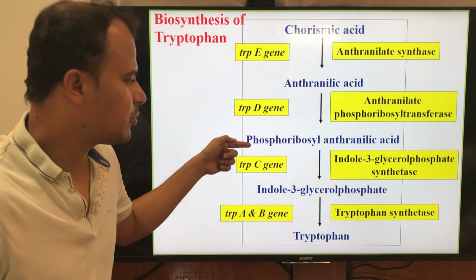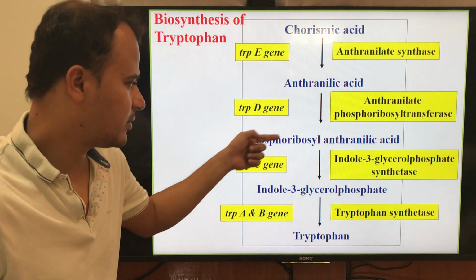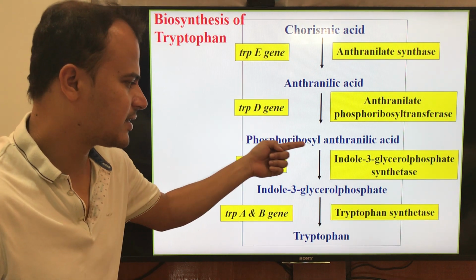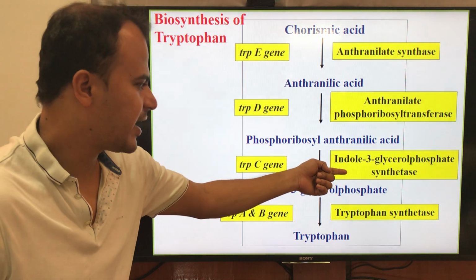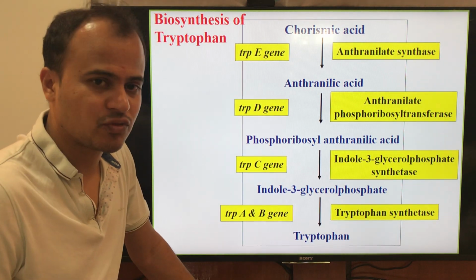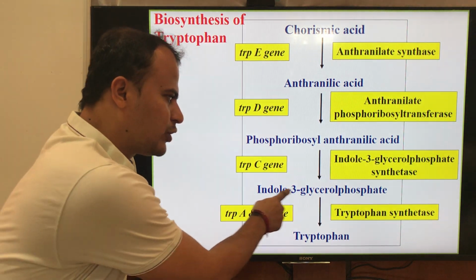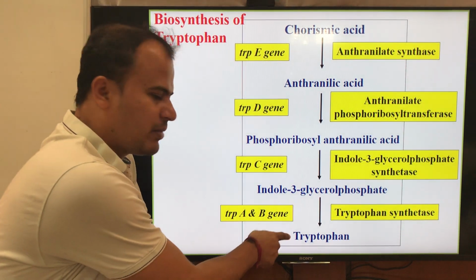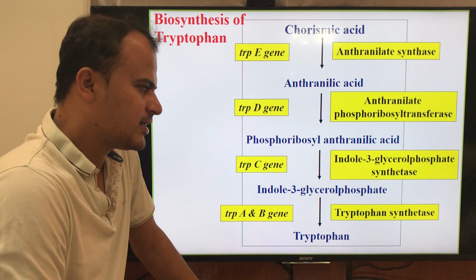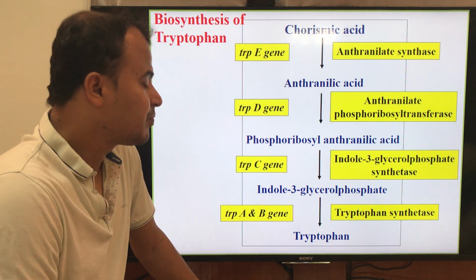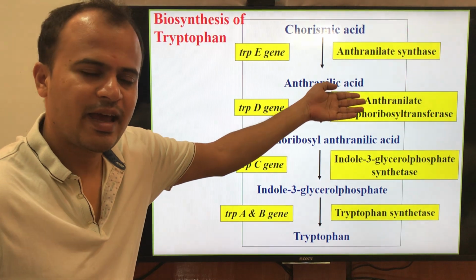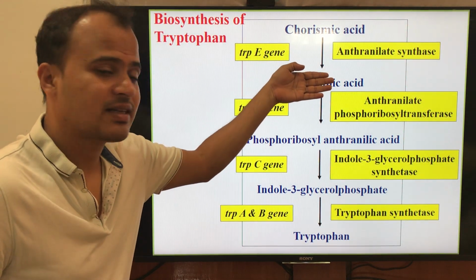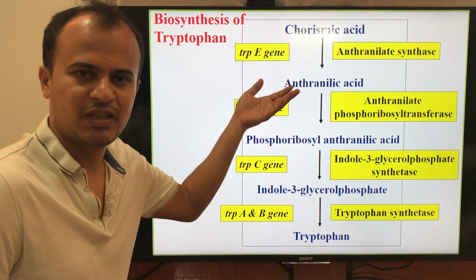Subsequently, phosphoribosyl anthranilic acid becomes indole 3-glycerol phosphate by the reaction catalyzed by indole 3-glycerol phosphate synthetase. Then indole 3-glycerol phosphate becomes tryptophan by the enzyme tryptophan synthetase. Parallelly, since these are proteins, they are coded by specific genes.